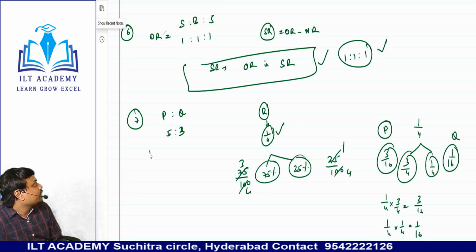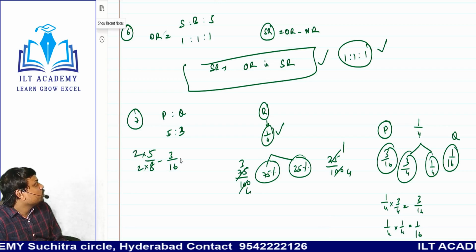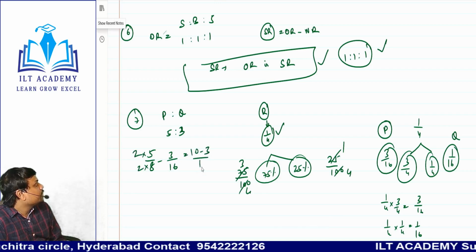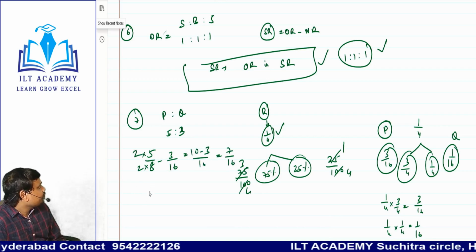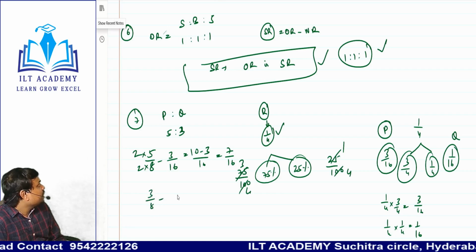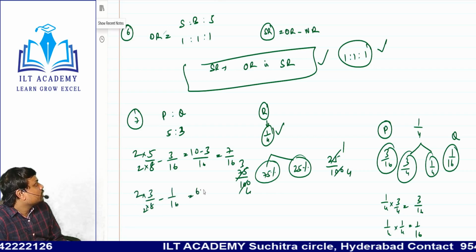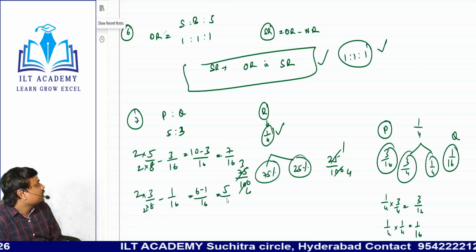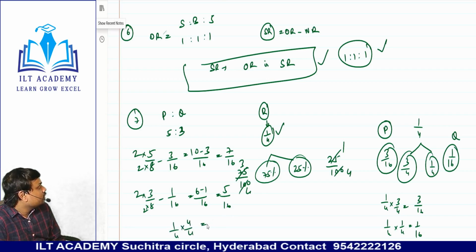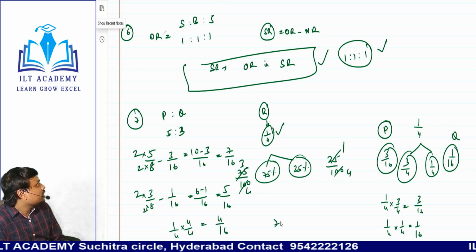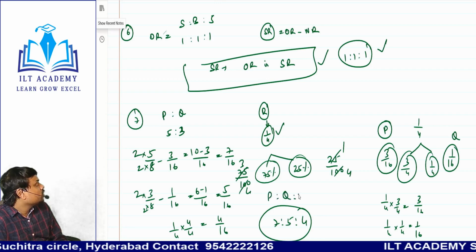After this, what to do now? 5/8 minus 3/16. So into 2 into 2: 10 minus 3 over 16, which is 7/16. Next one is 3/8 minus 1/16. So into 2 into 2: 6 minus 1 divided by 16, which is 5/16. And the last one is 1/4. So just multiply with 4 and 4: 4/16. So 7:5:4. That is P to Q to R.